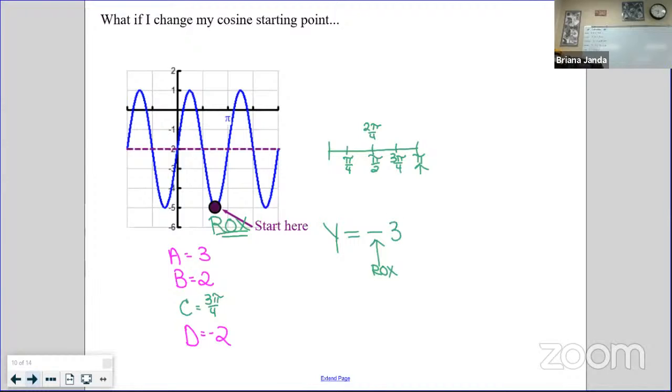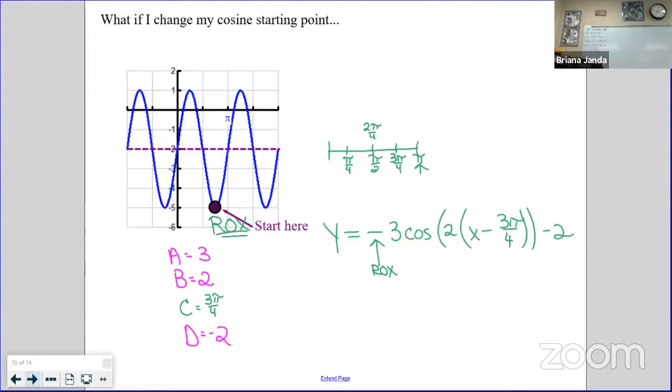We have both a B and a C value, so I'm going to put those double parentheses in there. We move to the right, so it is minus 3 pi over 4, and then minus 2 pi over 4.